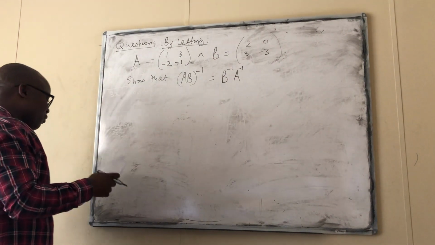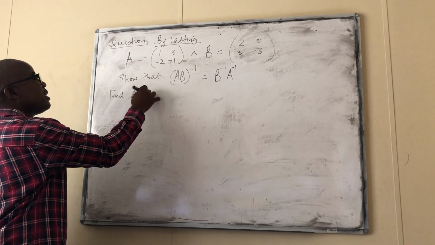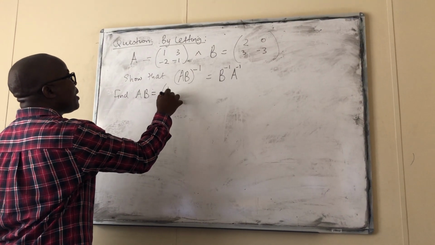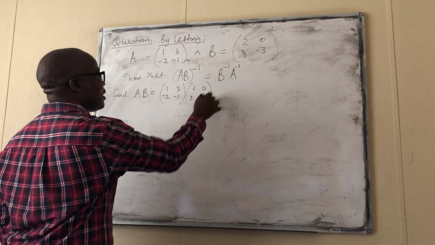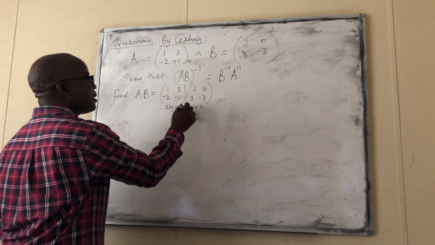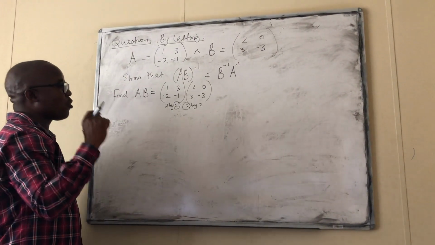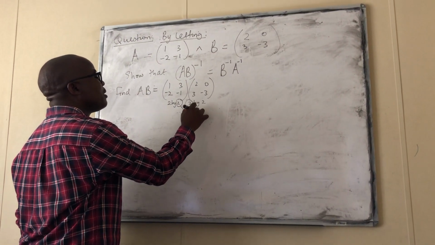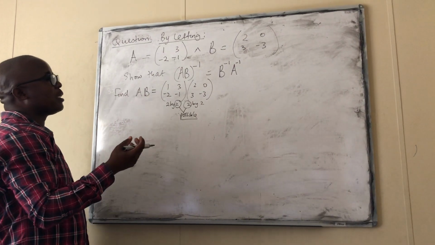So first of all, we have to find the product matrix. We have to find AB first of all. So AB will be 1 minus 2, 3 minus 1, and then 2, 3, 0 minus 3. So this is a 2 by 2 matrix. This is a 2 by 2 matrix. If the number of columns in the first matrix is the same as the number of rows in the second matrix, then the matrix multiplication is possible. In other words, the middle numbers are the same. If the middle numbers are the same, matrix multiplication is possible.